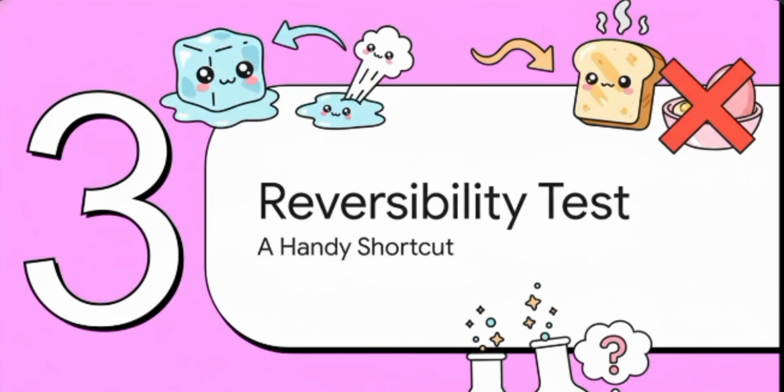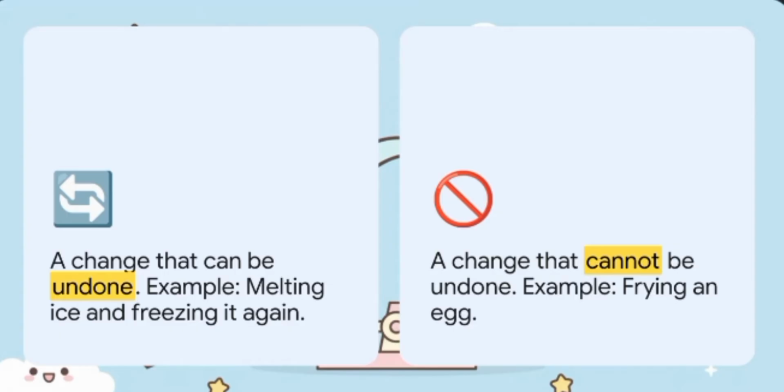Okay, so we've got these two different types of change. How can we tell them apart? Well, there's a really handy mental shortcut we can use. But just a heads up, it does come with a small catch. Let's call it the reversibility test. It's actually pretty simple. A reversible change is one you can undo. You can melt an ice cube into water, and then you can pop that water right back in the freezer and turn it back into an ice cube. That usually points to a physical change.